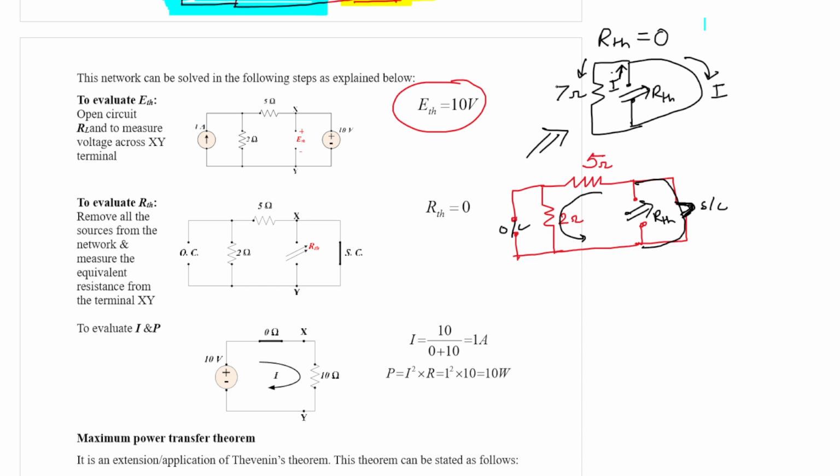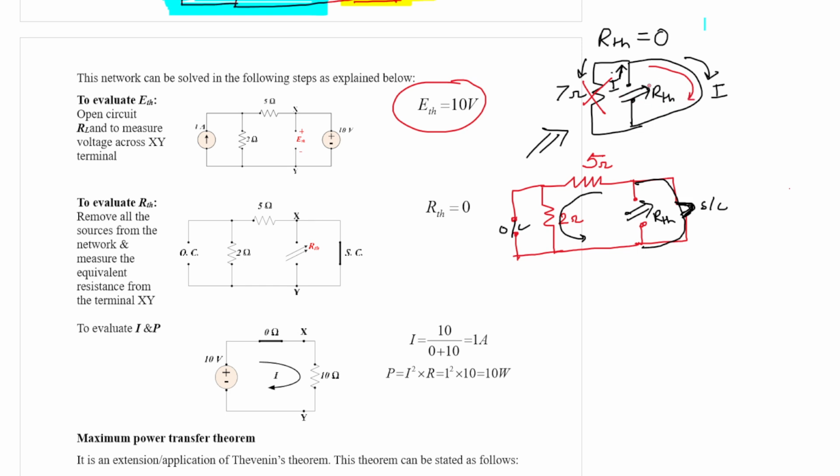No current will flow through the 7 ohm resistance. So effectively the 7 ohm resistance path is out. Even if it is present in the circuit, effectively it is ineffective. So the entire current, please imagine if a current is flowing, that entire current will be flowing through the short circuit path.